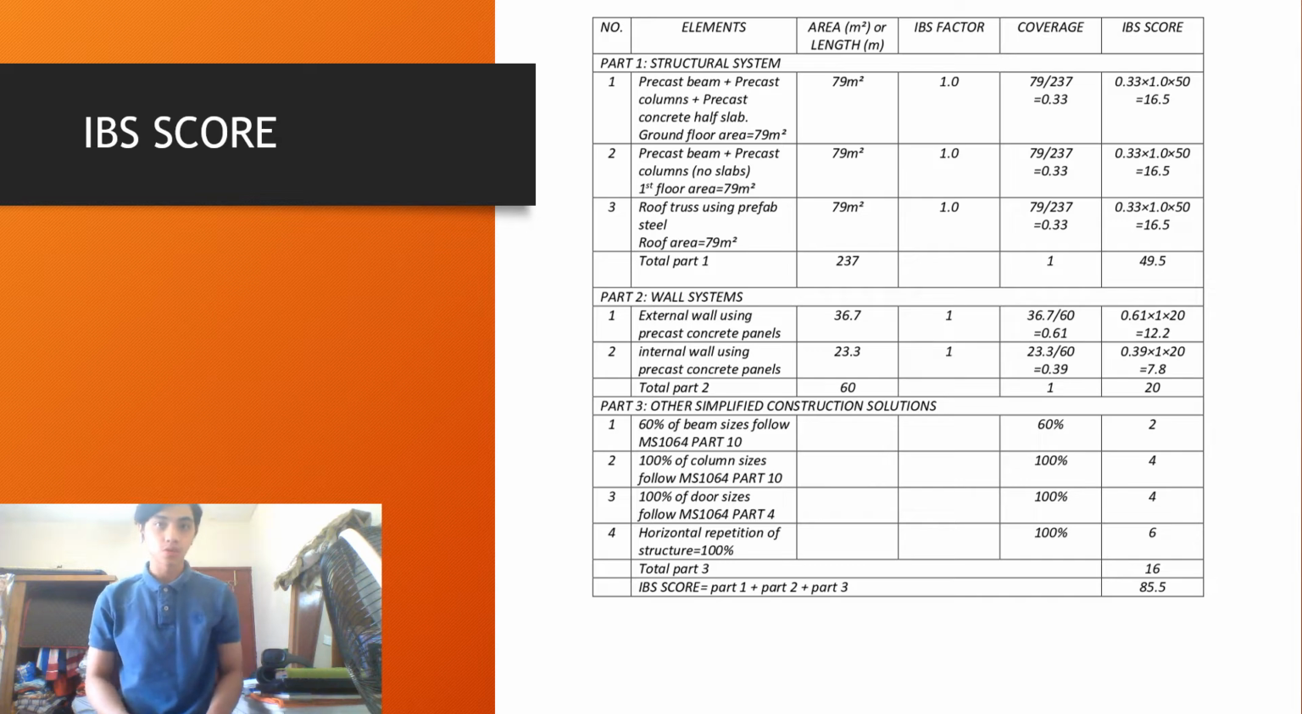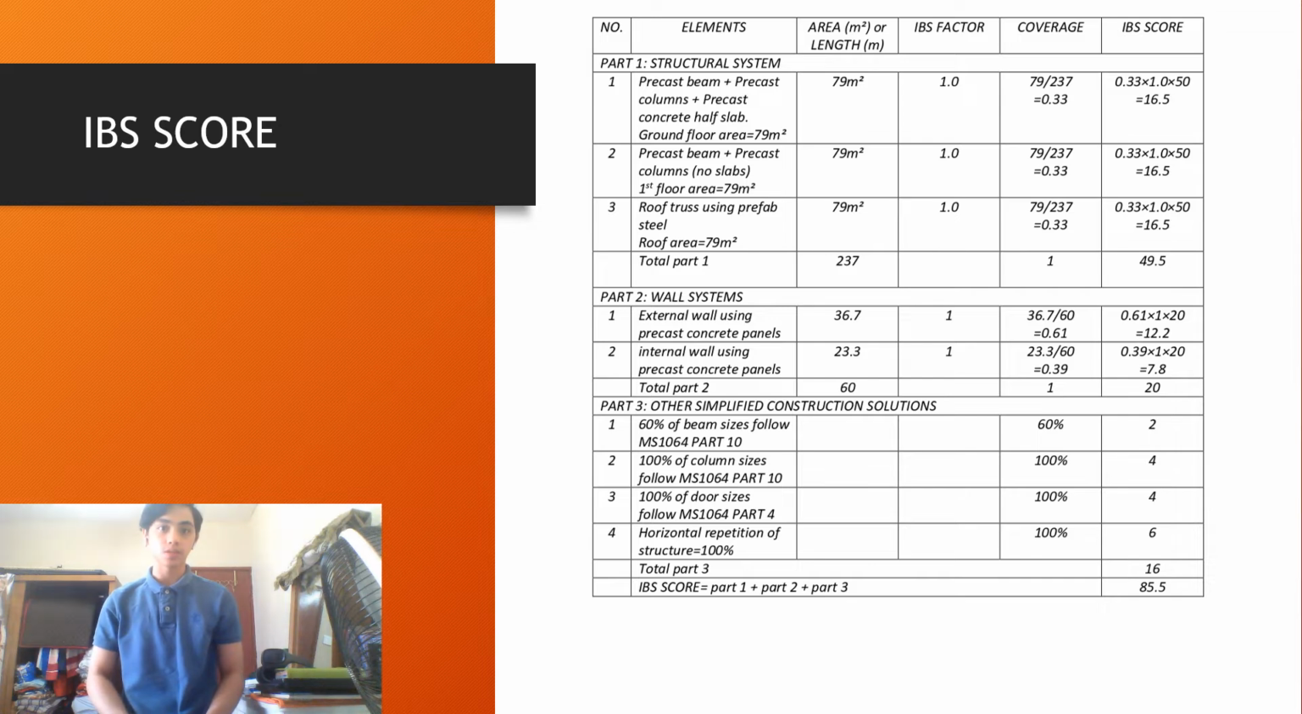So now I'm going to explain to you about my IBS core based on the floor plan that I've made. For this IBS core, we have 3 parts that we need to calculate: number 1, structural system; part 2, wall system; and part 3, other simplified construction solutions. I'll explain part 1, which is the structural system.